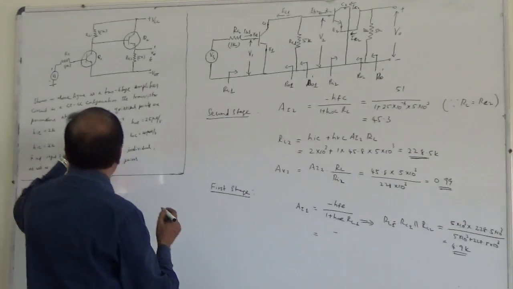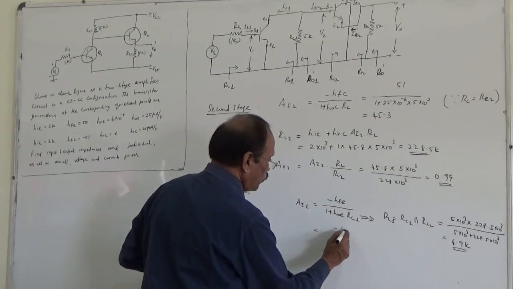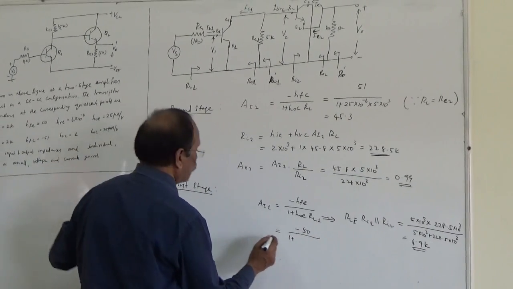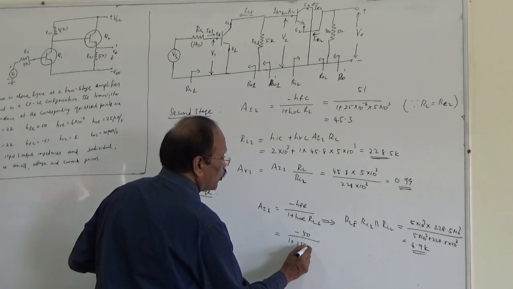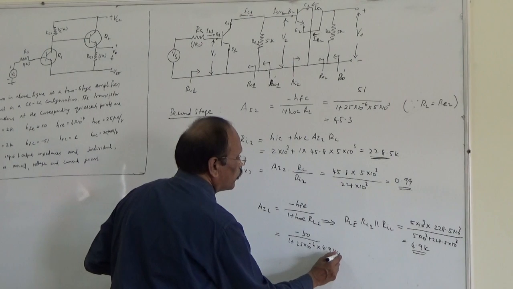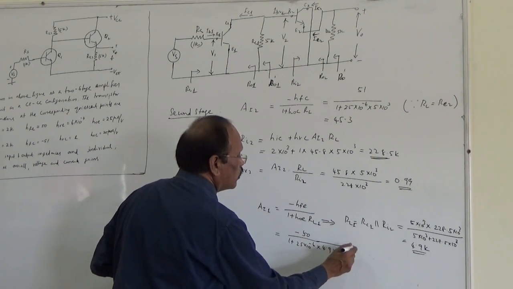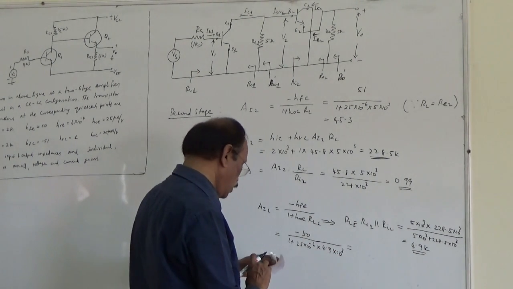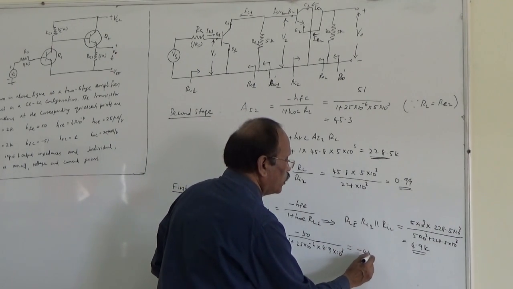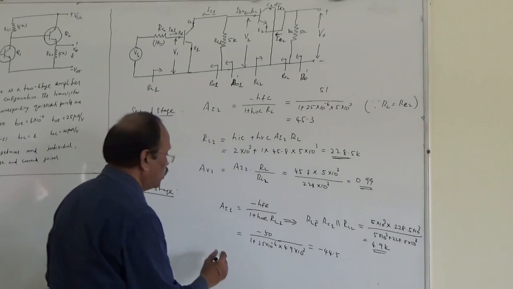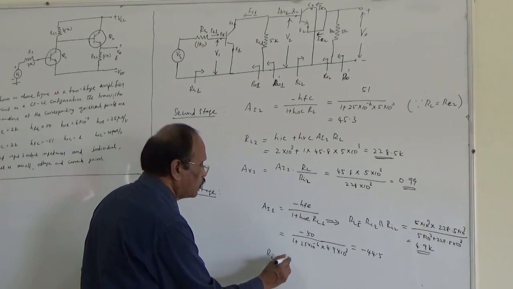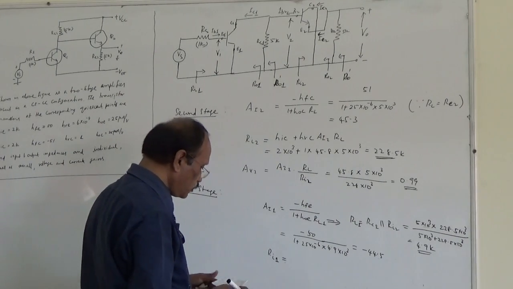So now we can substitute this, you will get HFE value is 50, so minus 50 divided by 1 plus HOE is 25 into 10 power minus 6 into 4.9 into 10 power 3. So this gives the value minus 44.5. So now you can determine the input impedance for the first stage.